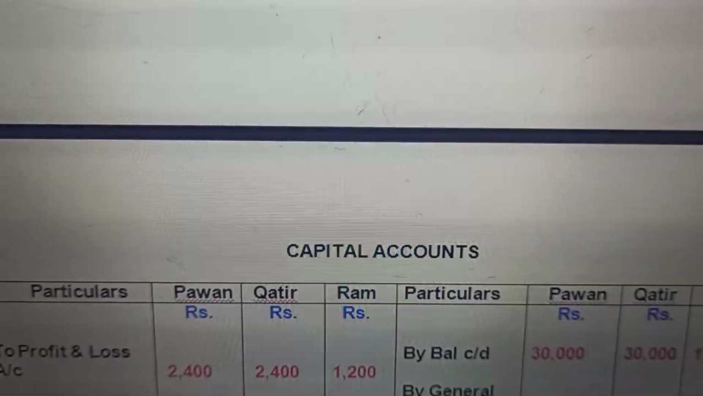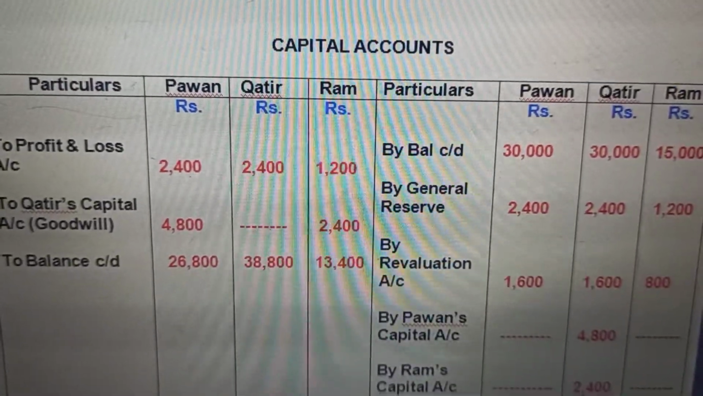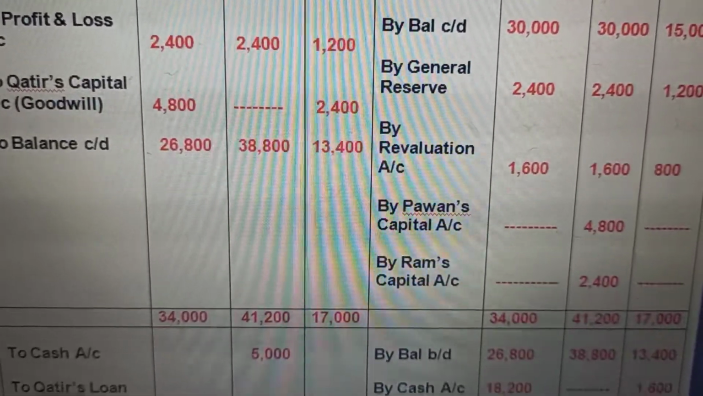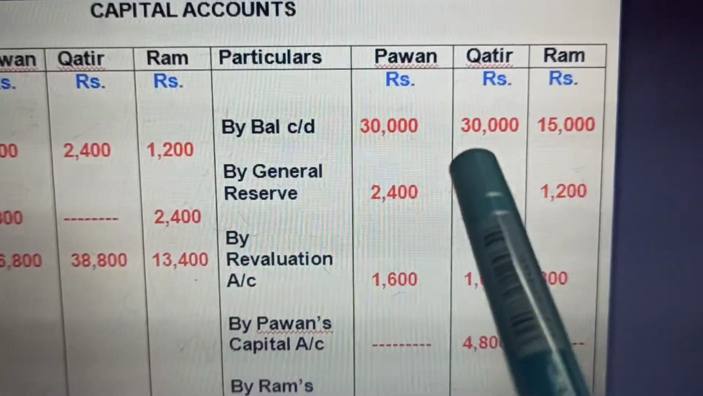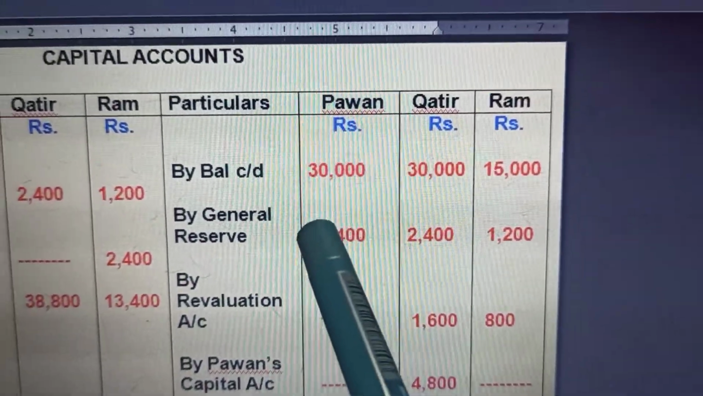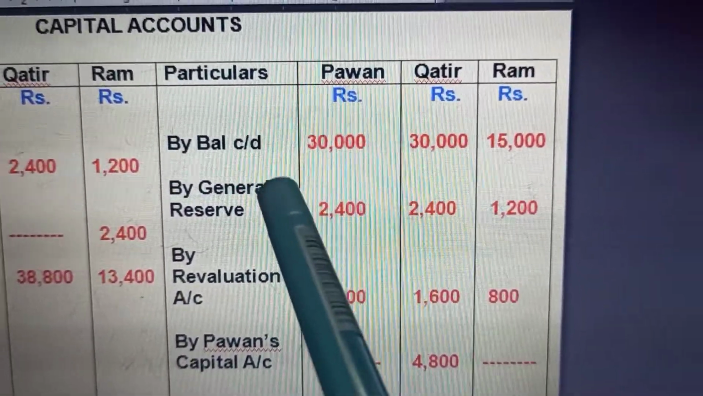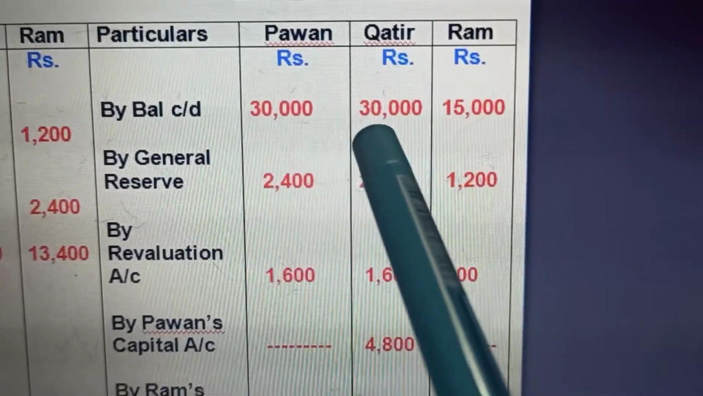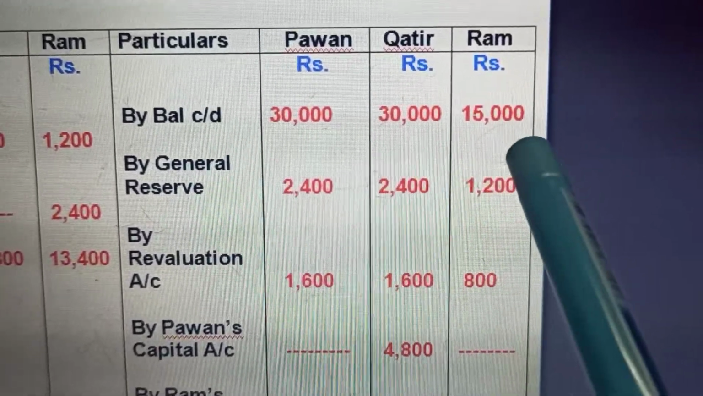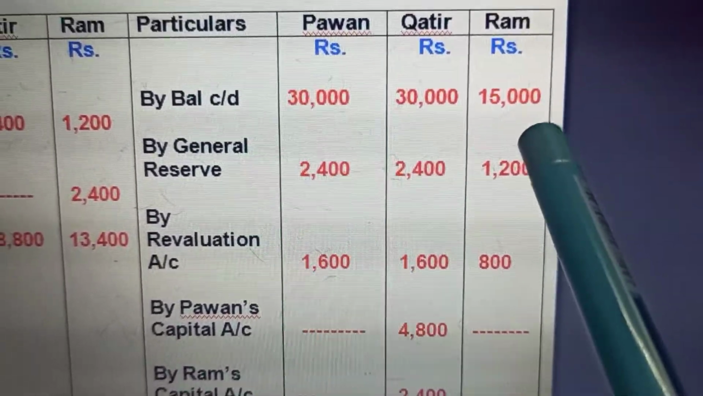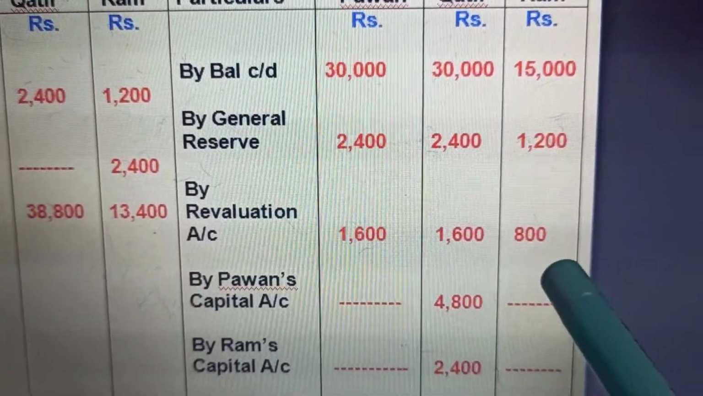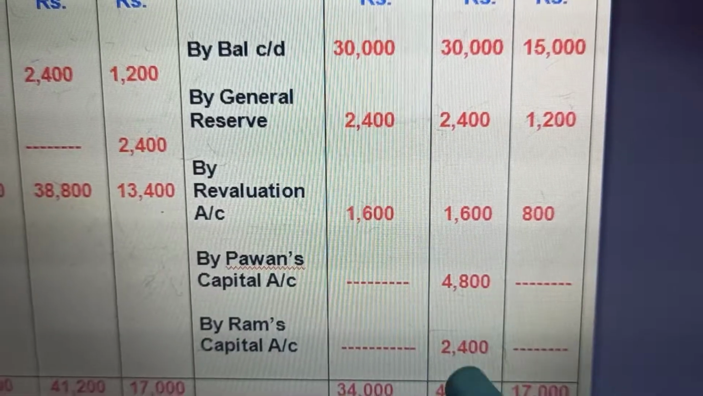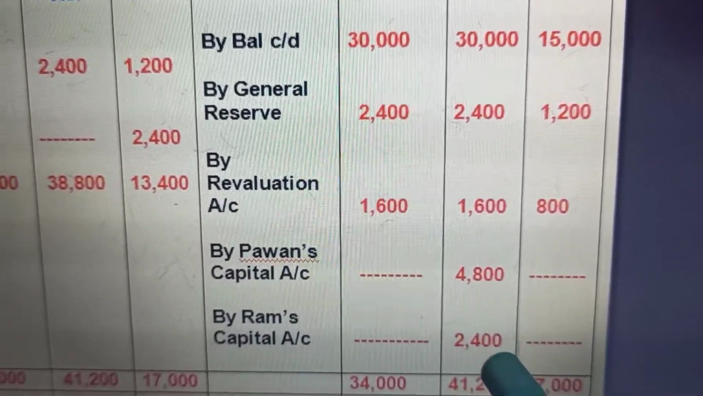After this, we proceed to make the capital accounts. Let us see the capital accounts also. Now the capital accounts of the 3 partners. On the liability side, credit side, balance carried down: Pawan, Katir, Ram. These are the balances given to us in the question in the textbook. General reserve, old ratio. Revaluation profit, old ratio. This is the goodwill, distributed from remaining to retiring in the gaining ratio.